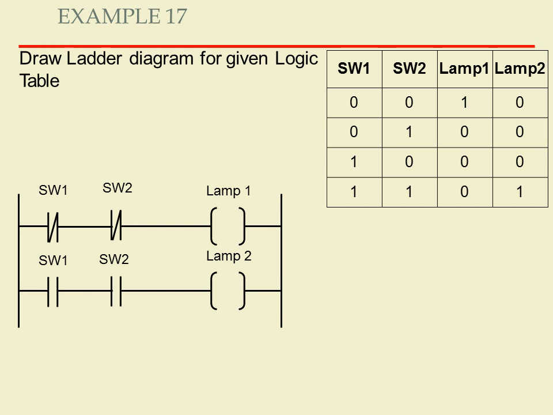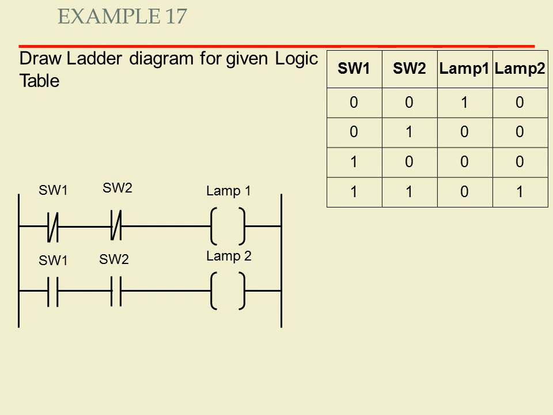Third, when switch 1 is pressed, it will become open. Switch 2 is as it is, closed, so the output will be 0. And for 1 1, if we keep switch 1 and switch 2 pressed, the lamp will not glow. So this is the first rung.